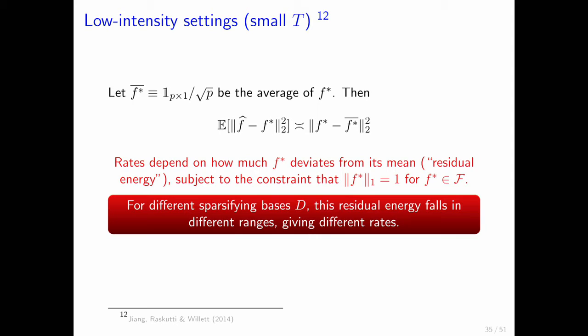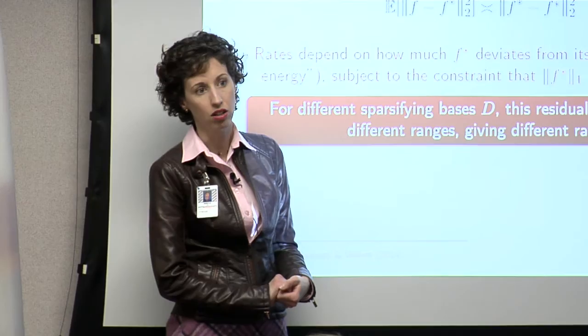Well, what we see when we do the analysis is that this mean squared error that we're interested in characterizing depends on just one thing. It depends on the difference between our true image and its mean. So I take my image and calculate the mean of all the pixels and make a constant image with that intensity. And I look at the energy in the difference between the two. This residual energy is what controls our mean squared error at low signal to noise ratios, or when T is small. And this residual energy can be very big or very small depending on what basis we're using to represent our sparse signal.